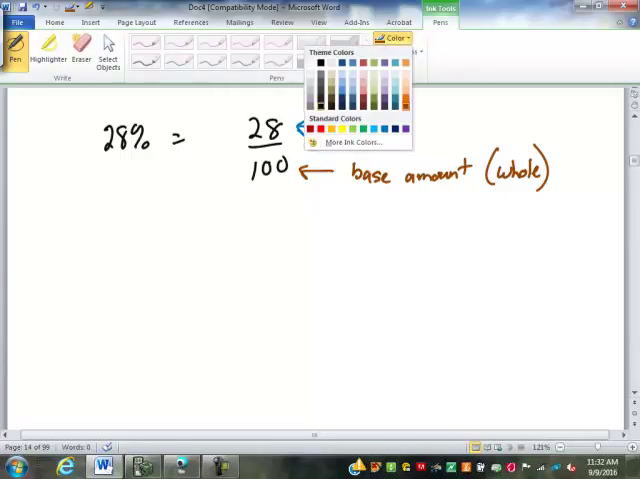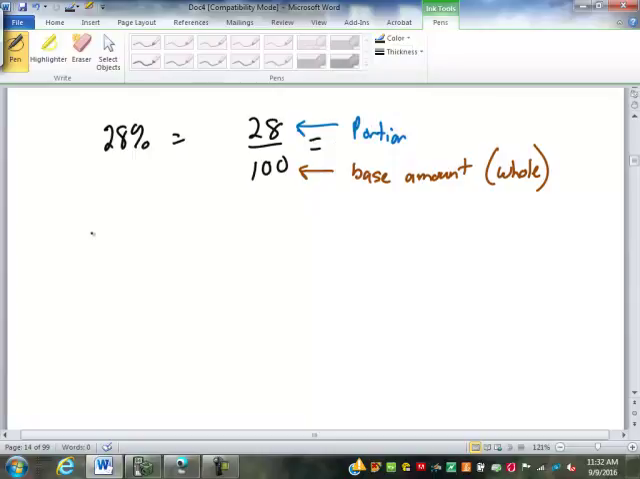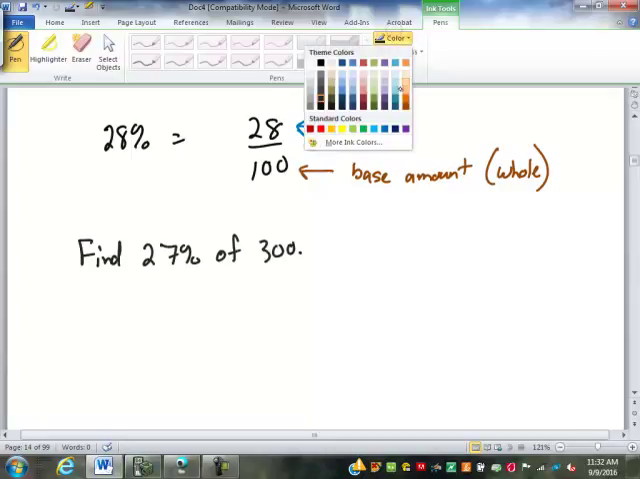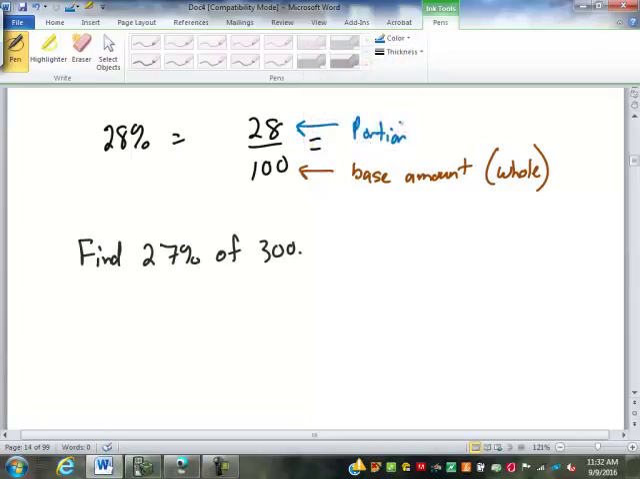So if we take a look at some problems here, like find 27% of 300. Here we have the 27%. So I always want to start with the percent in these problems. It's easier for me at least that way. 27% is 27 out of 100.